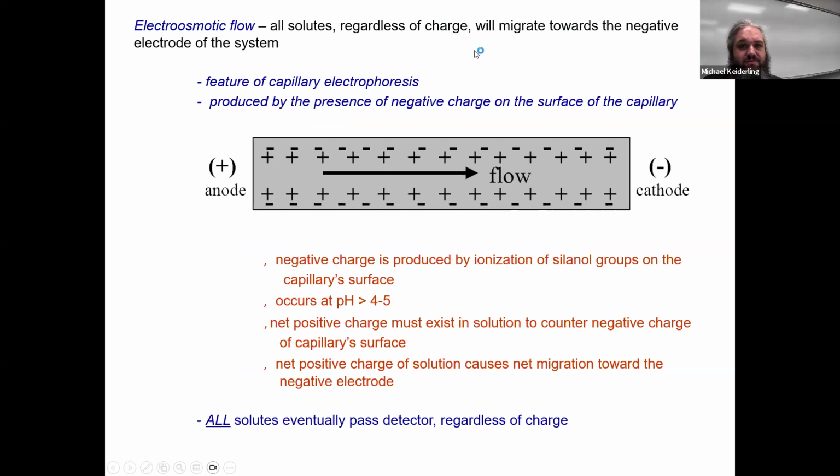And all solutes, regardless of charge, will migrate toward the negative electrode of the system because of electroosmotic flow. This is a feature of capillary electrophoresis. It's produced by the presence of negative charge on the surface of the capillary. The negative charge is produced by ionization of silanol groups on the capillary surface at pHs of 4 to 5. And a net positive charge needs to exist in the solution to counter the negative charge on the capillary surface. And the net positive charge of the solution causes net migration towards the negative electrode. So all solutes will eventually pass the detector regardless of charge, which is useful, instead of only detecting, say, positively charged solutes.